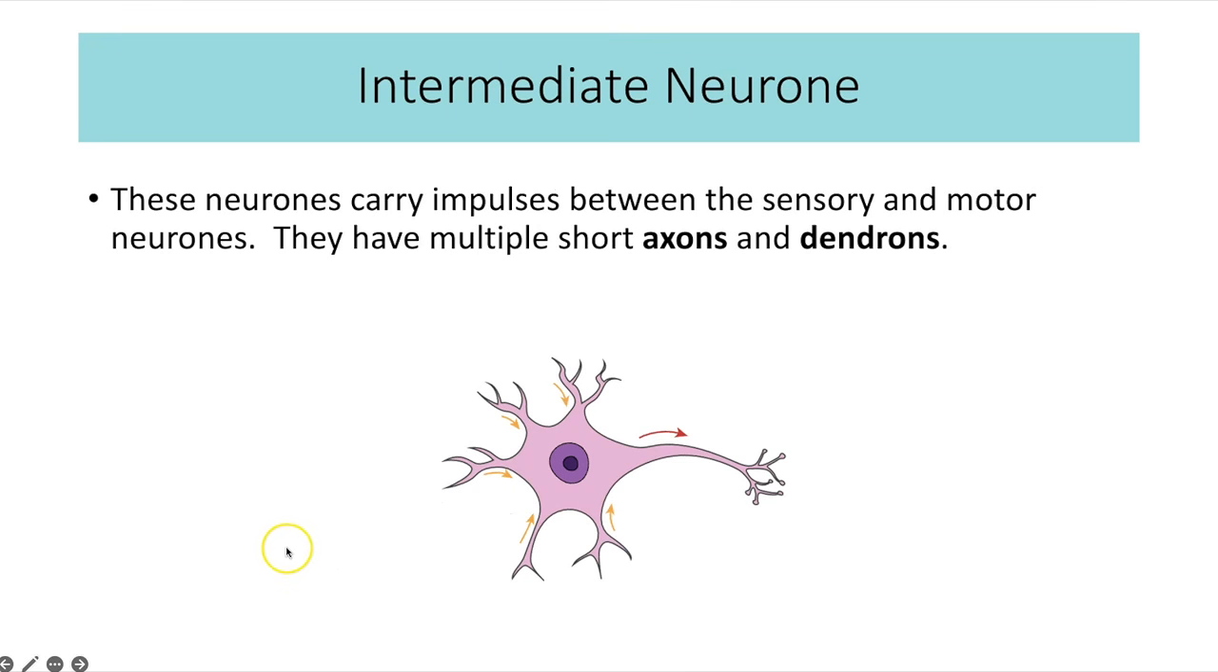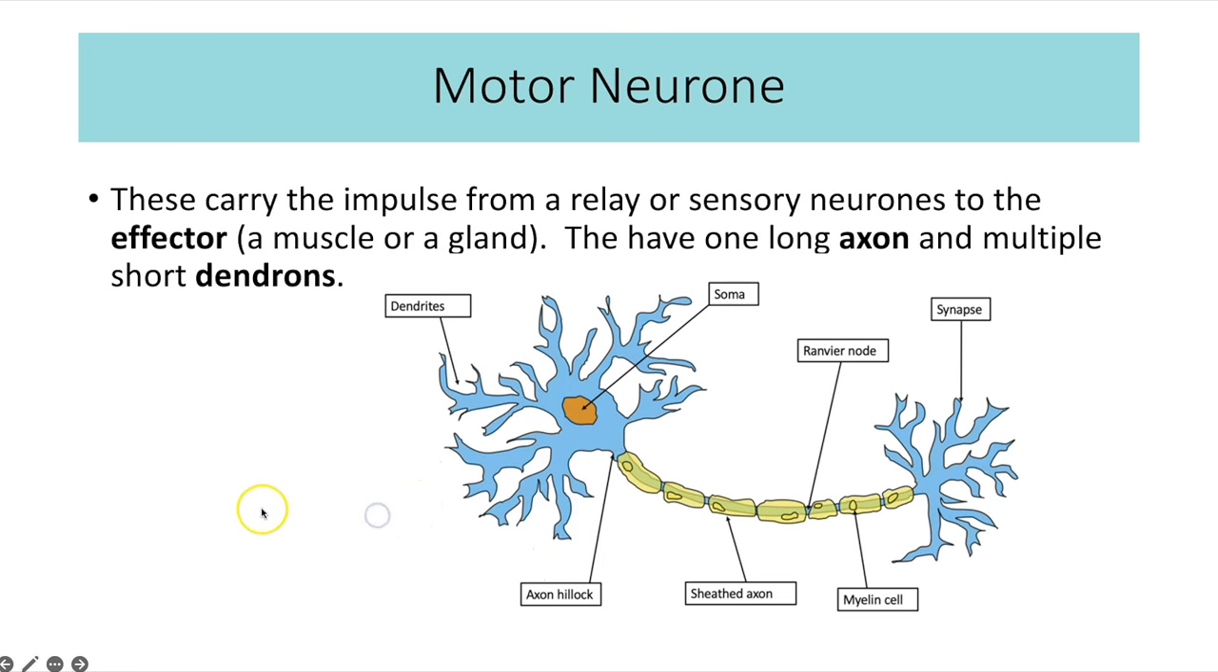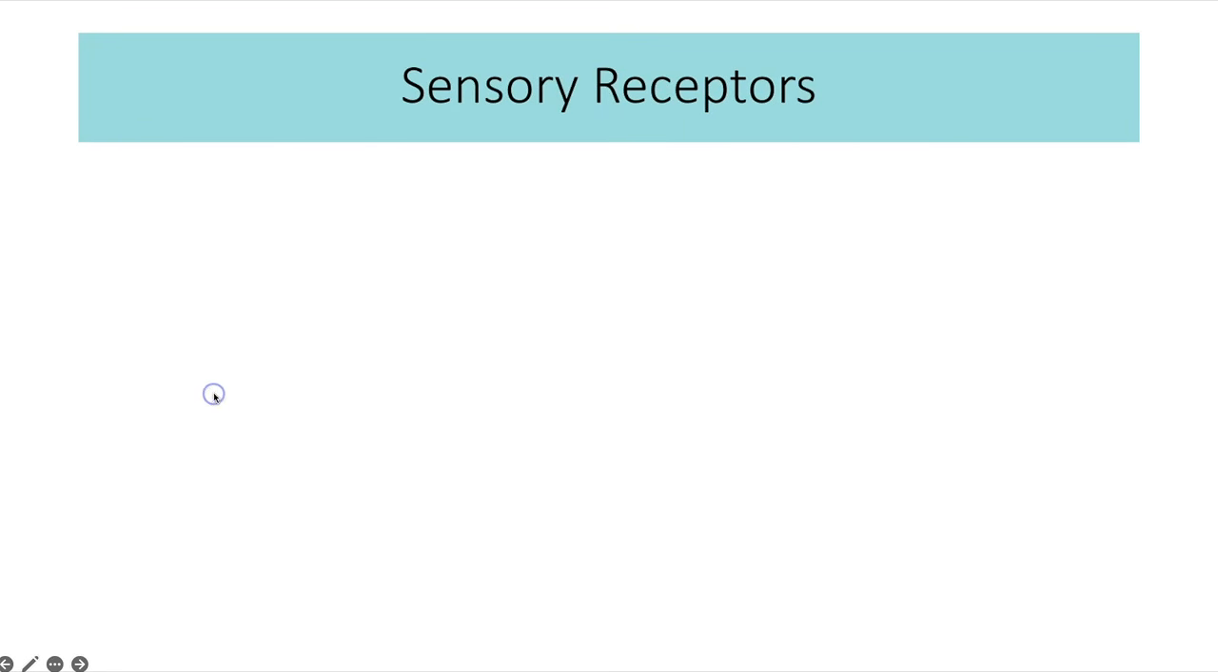The intermediate neuron, sometimes known as the relay neuron, these neurons carry impulses between the sensory and motor neurons, and they have multiple short axons, which we can see here, and also dendrons branching off each of those. And then finally, the motor neuron, these carry impulses from the relay or sensory neurons to the effector, and the effector is either a muscle or gland, that is the part that carries out the response. And these have one long axon and multiple short dendrons.